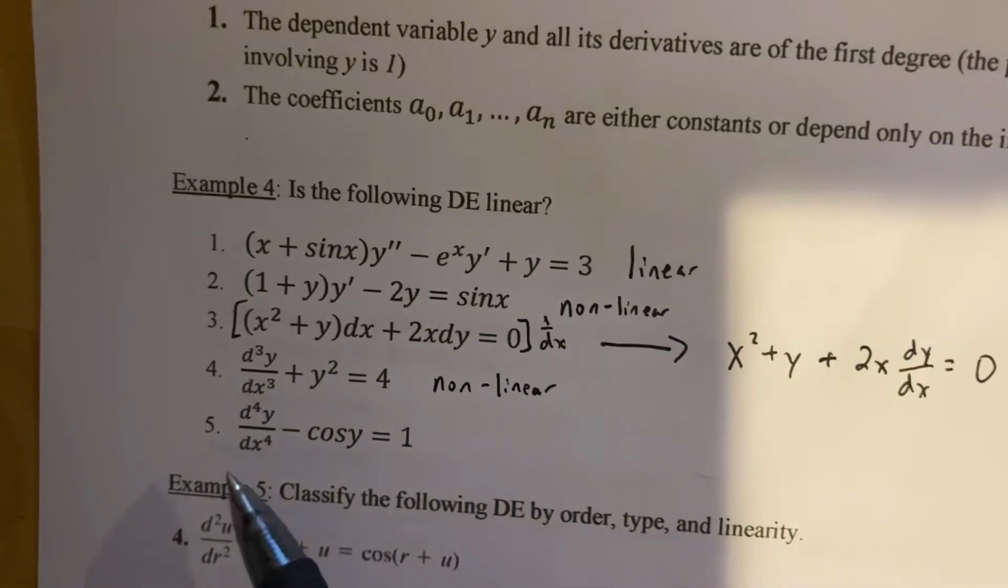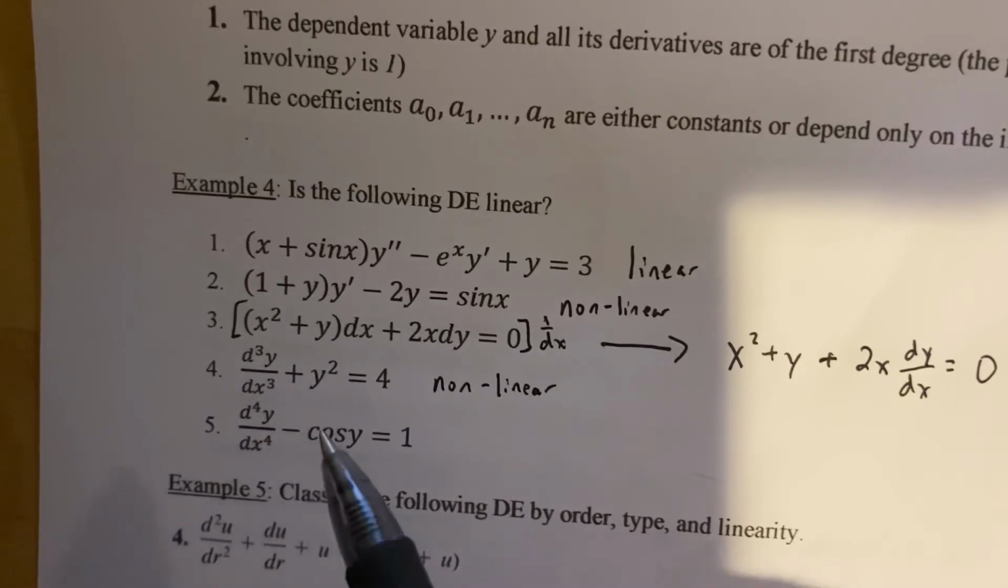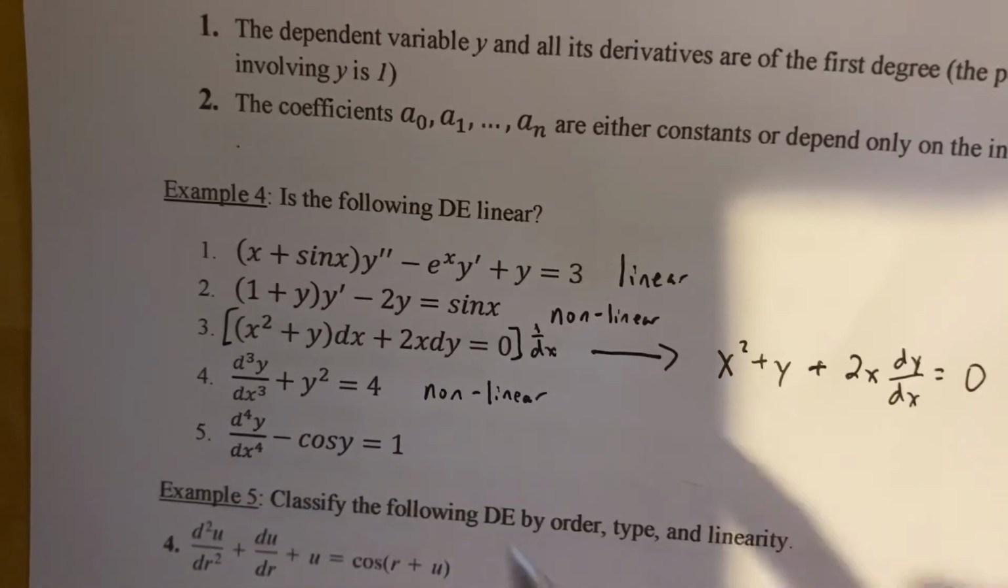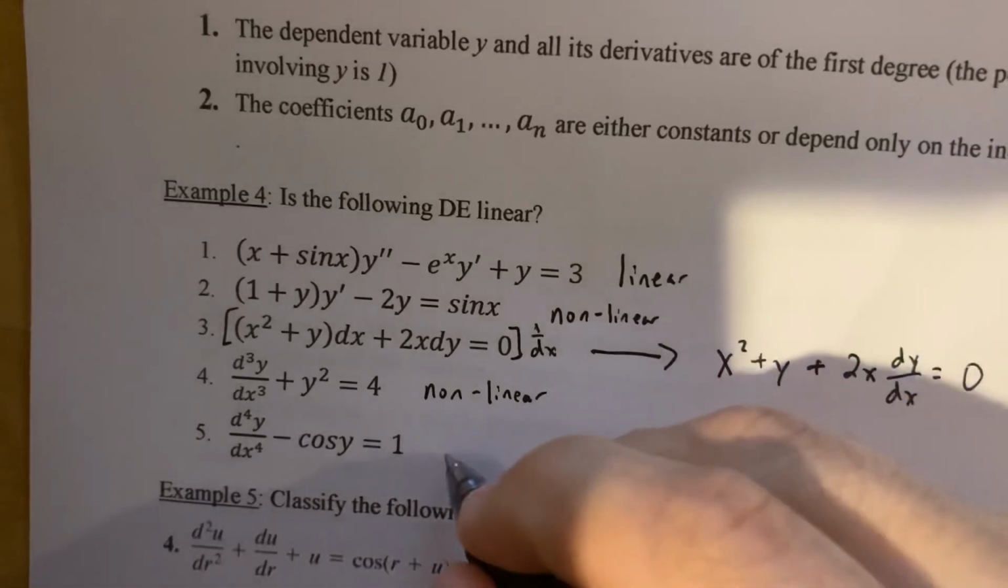All right, 5. The fourth derivative of y with respect to x, that checks off because it's a fourth derivative, but to the first power, minus cosine of y. Cannot have cosine y. It needs to be y to the first power in order for it to be linear. Since it's cosine of y, it's non-linear.